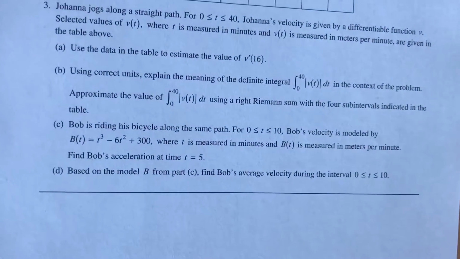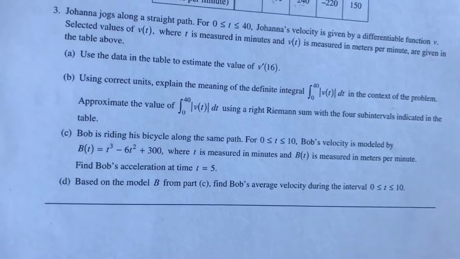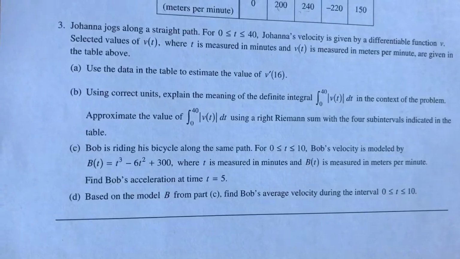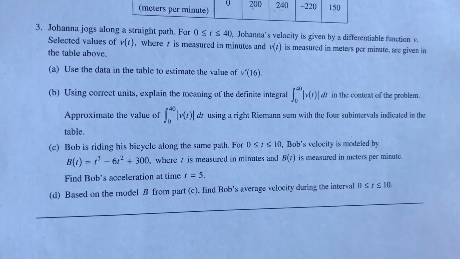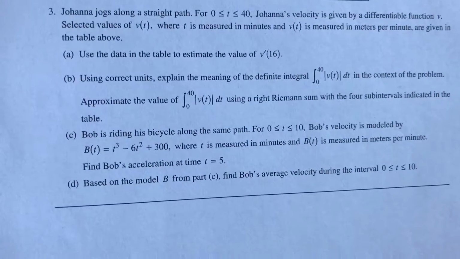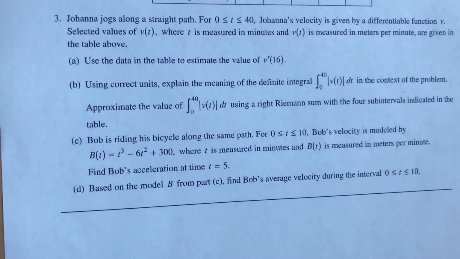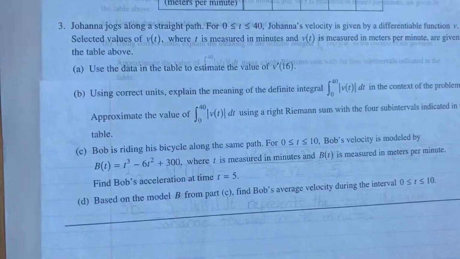So if we were to graph our velocity function and we were to find the area under the curve, which can also be represented by the integral of the velocity function, we would end up with our total distance traveled. So from that we know that the integral of the absolute value of v(t) dt from 0 to 40 represents the total distance Johanna traveled in 40 minutes.